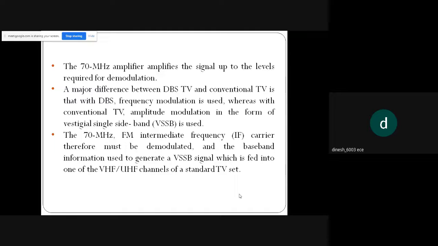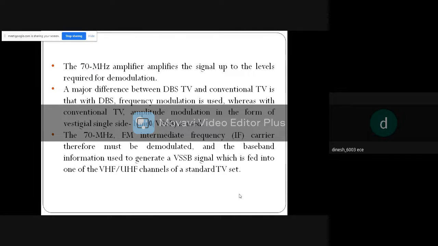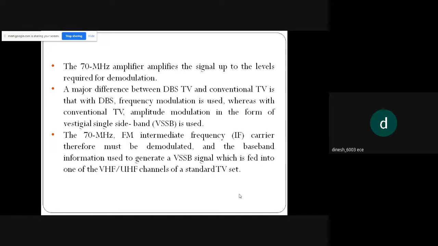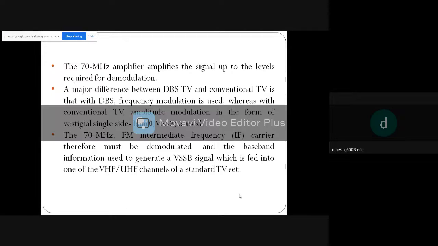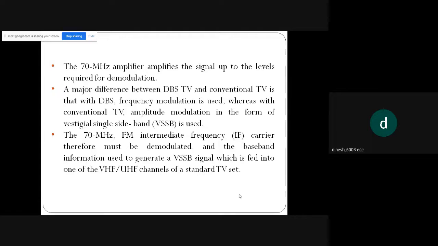Next, what we are going to do is take this 70 megahertz amplifier that amplifies the signal up to the levels required for demodulation. There is a major difference between conventional TV and direct broadcast satellite TV: frequency modulation is used in a DBS, direct broadcast satellite service, whereas amplitude modulation in the form of vestigial single sideband is used in conventional TVs. So that switching over option is available.